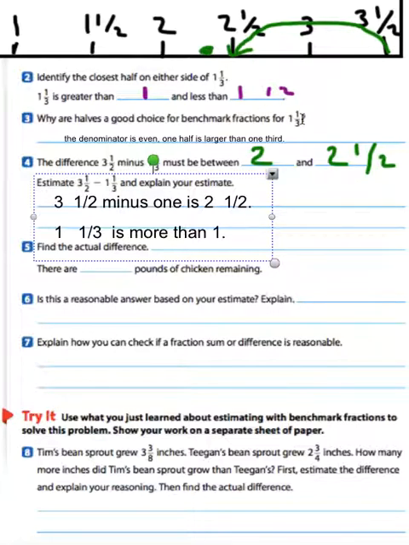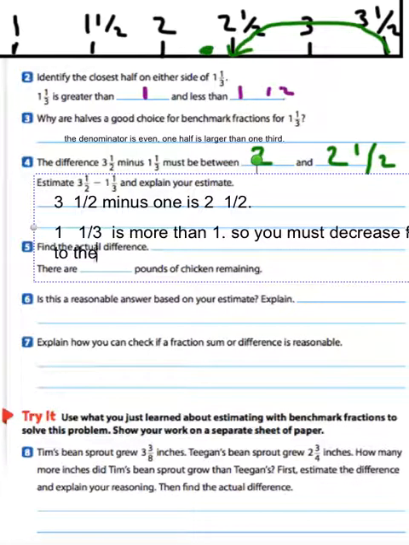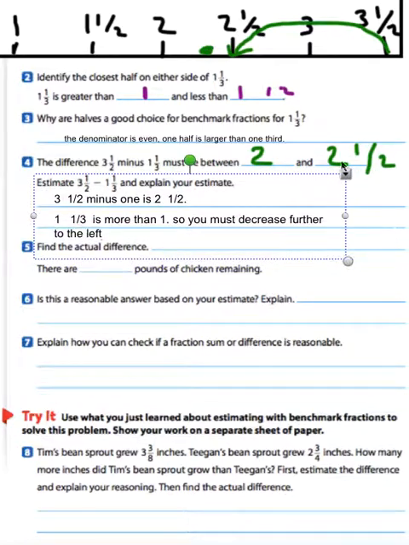Let's see if we can put that into words. So you must decrease further to the left. And what I'm trying to say with those words is that you keep going, like you saw me doing with this green arrow here. You go 1, and you go a little more. You decrease or get smaller, more than 1. So further to the left.